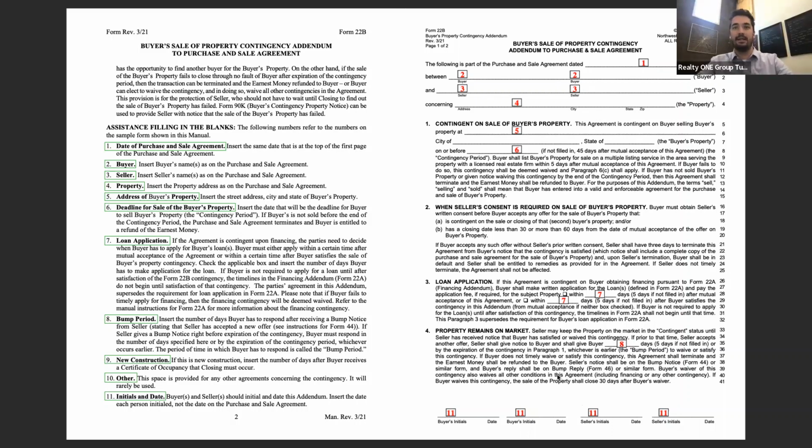Okay, perfect. So paragraph 4 is saying if the property remains on the market. So that's referring to line 8. That's 45 days to go pending.